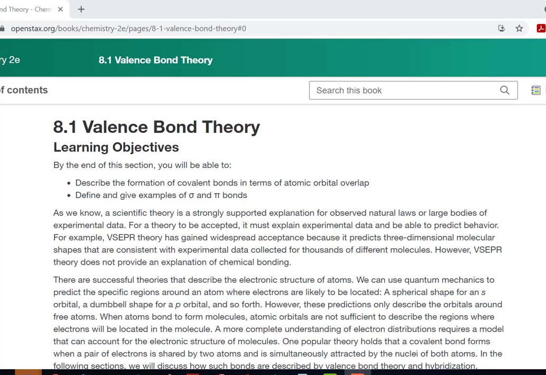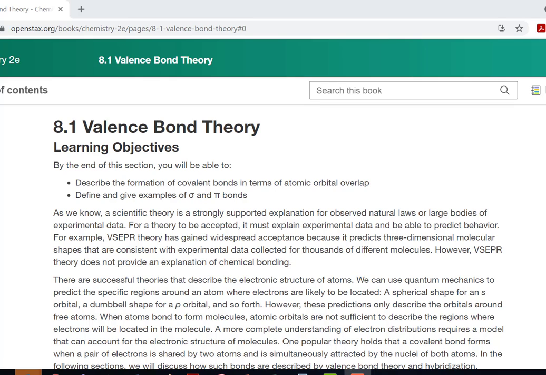Hello everyone, I want to talk about section 8.1, valence bond theory. The learning objectives for this section are: describe the formation of covalent bonds in terms of atomic orbital overlap, and define and give examples of sigma and pi bonds.